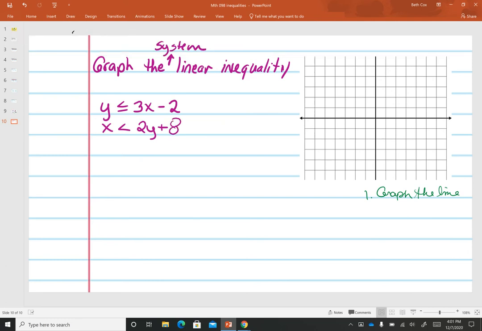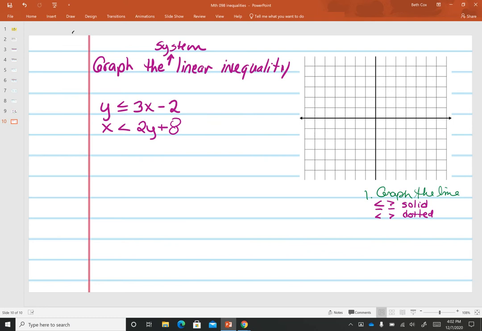Okay, so we're going to graph the line. All right, remember, if it has equals, it's going to be a solid. If it doesn't, it's going to be a dotted. Or some people just need to know: less than or equals is solid, less than or greater than is dotted.